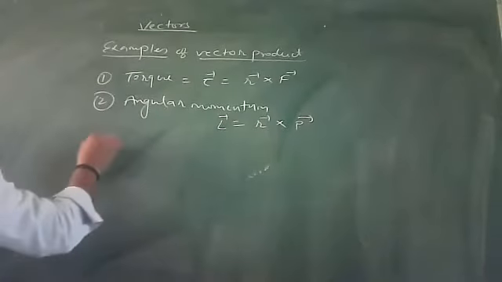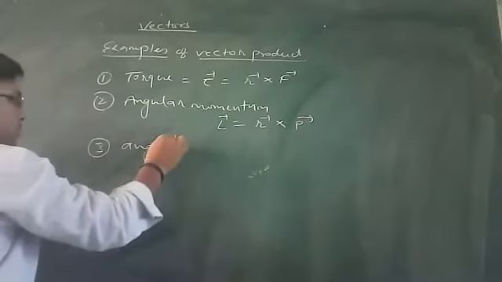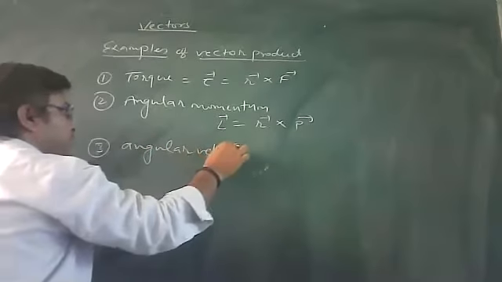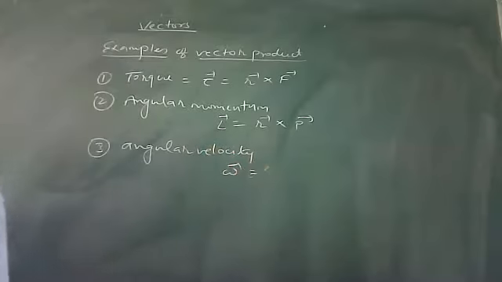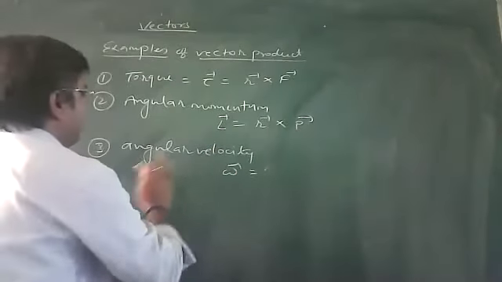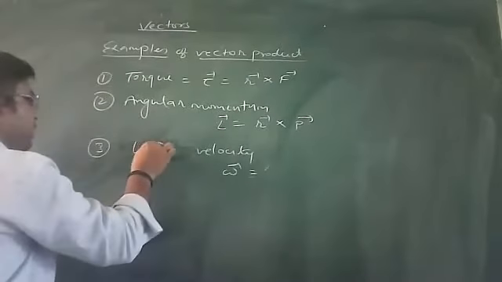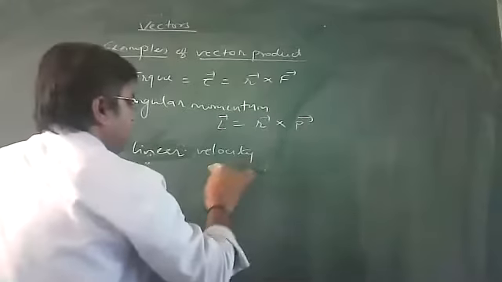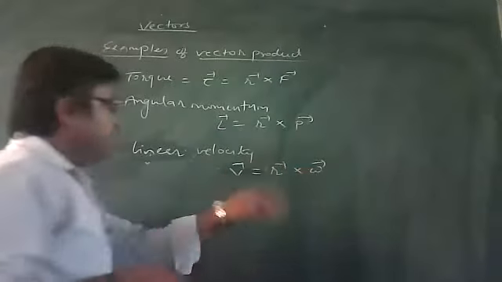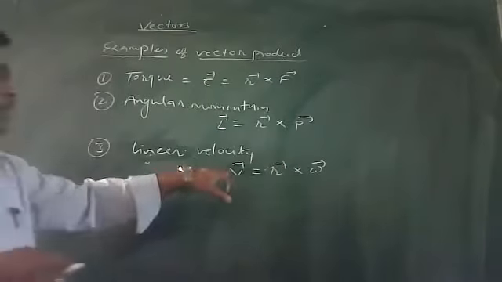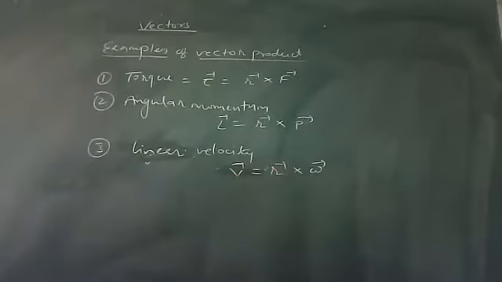Next, the third one is angular velocity. The symbol is omega. I have to relate linear velocity in terms of angular. So V vector is equal to R cross omega. We can calculate linear velocity by differential of displacement also, and from this method also we can calculate the linear velocity. That is, V vector is equal to R cross omega vector.